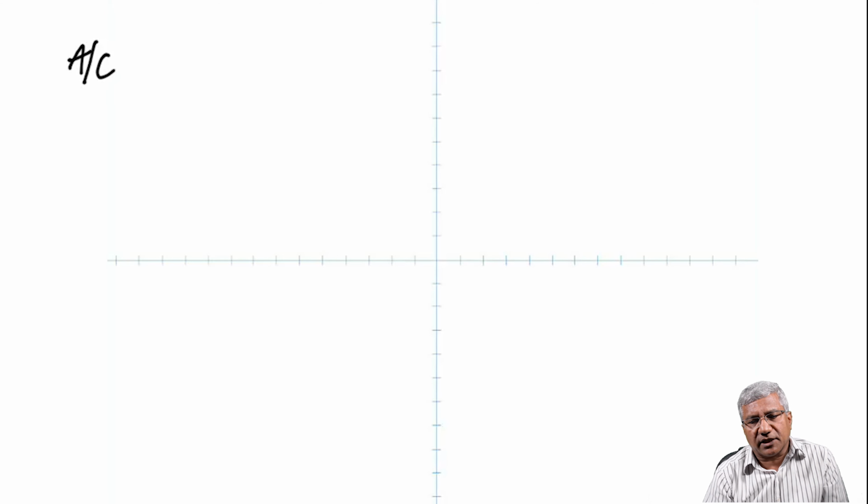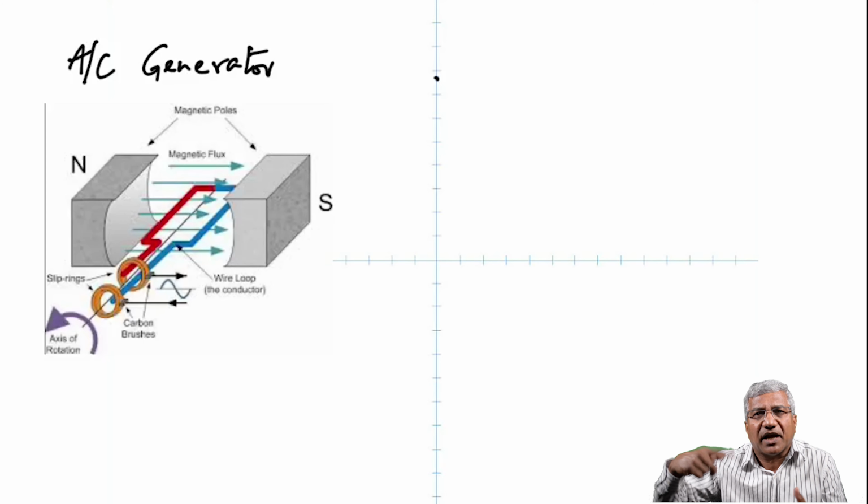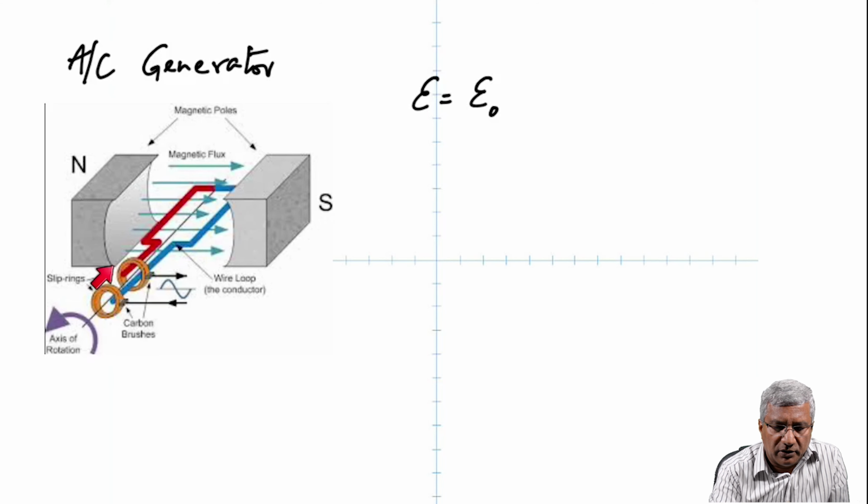All right, what's coming next? AC generator. So what's an AC generator? It's a coil rotating in a magnetic field. There it is. That is the AC generator. You have a rectangular coil rotating in a magnetic field.